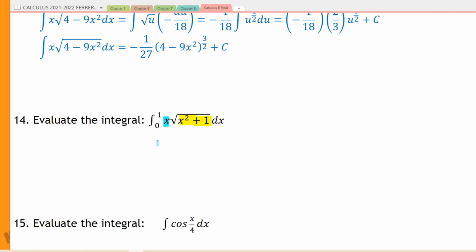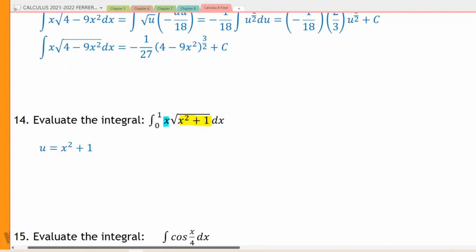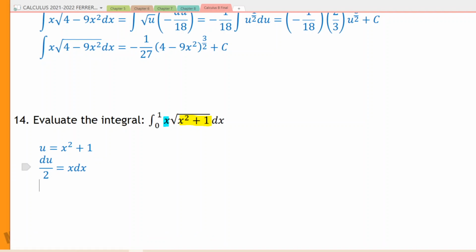If you see me do these in class, you know that I like to find the antiderivative first. So we'll find the antiderivative before we deal with a definite integral. So if we start with the premise that u is equal to x squared plus 1, we get du is equal to 2x dx, sorry, du over 2 equals x dx. And that makes us ready for our substitution.